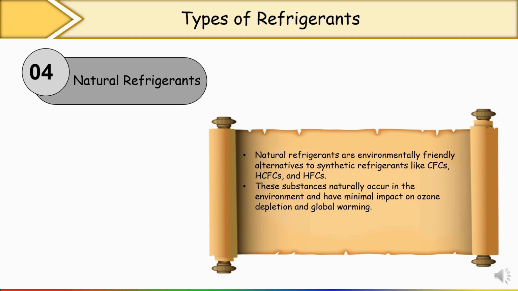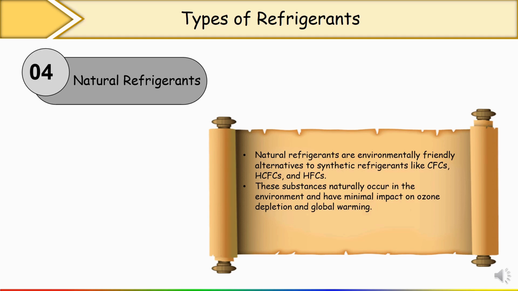Carbon dioxide is used in supermarket refrigeration and heat pumps. Even propane is used in small-scale refrigeration such as domestic refrigerators and freezers. So these are some examples of natural refrigerants. Now the question is, what is the environmental impact of these natural refrigerants? Remember, the first benefit of this type of refrigerant is zero ODP.